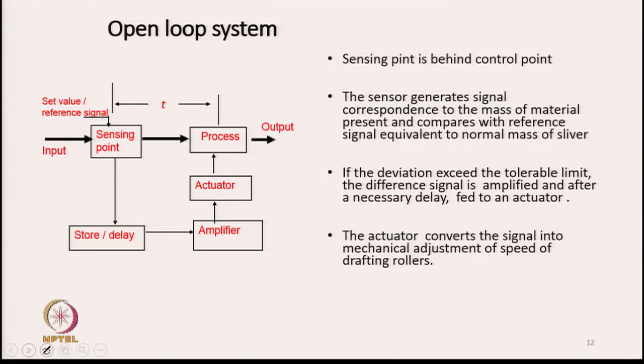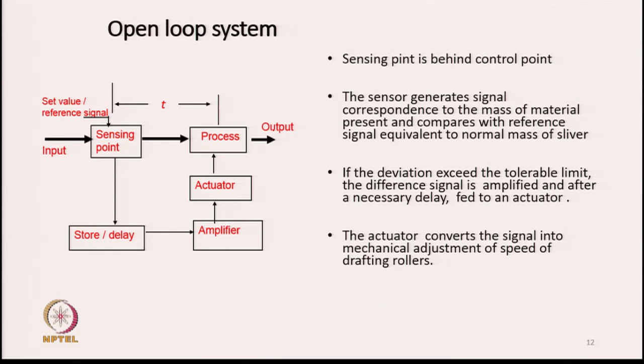Open loop system or open loop principle. Now, you see a diagram on the left hand side in the slide. Read the diagram first carefully. So, what we see in the diagram, that there is an input shown by an arrow and then there is a sensing point. From the sensing point the arrow moves forward and then there is a process. So, this process could be any process for that matter. In our case this is the drawing process. So, the process is there and then from the process there is an output. Output is the output sliver.